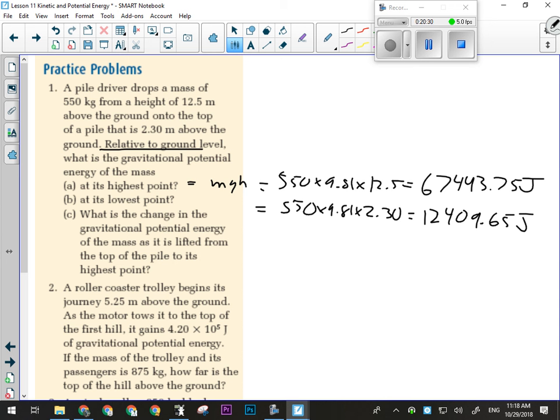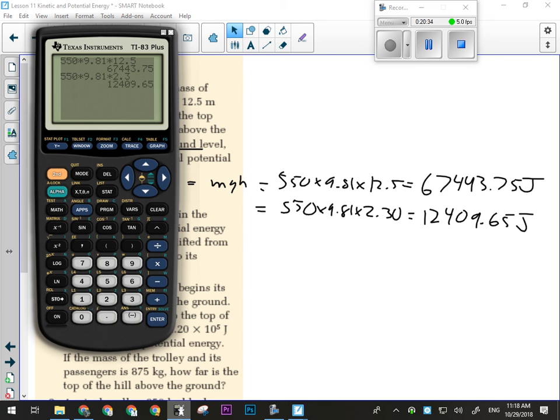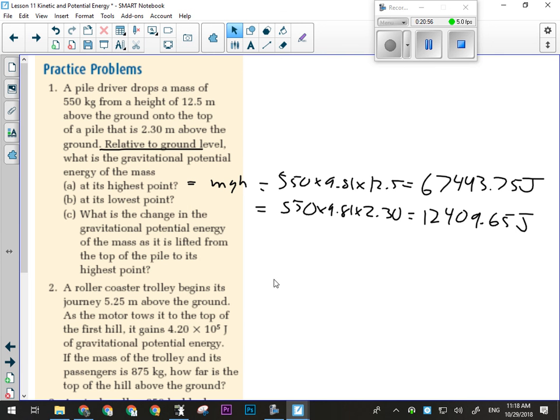And then what's the change in gravitational potential energy? Well, we just subtract those two numbers. 67,443.75 minus 12,409.65. So we're looking at a change of 55,000 joules roughly. I think we have three significant figures there, so 5.50 times 10 to the 4 joules. Questions on that one?